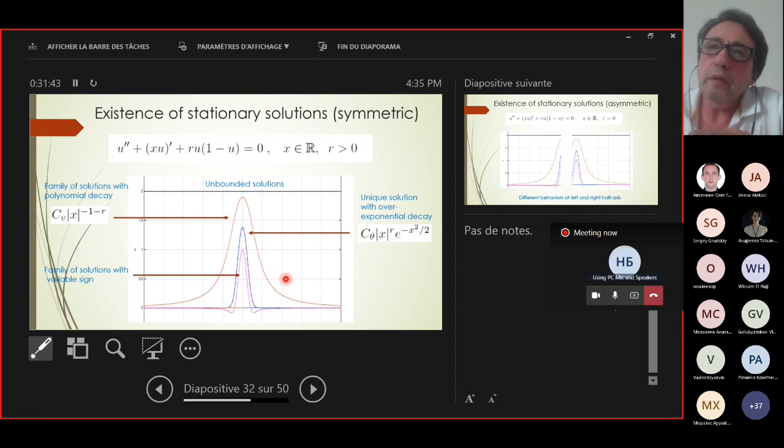And finally, there is another type of solution. If we take the value of the maximum, which is less than this blue solution, then such solutions also exist, but they are not positive. There are some negative values.